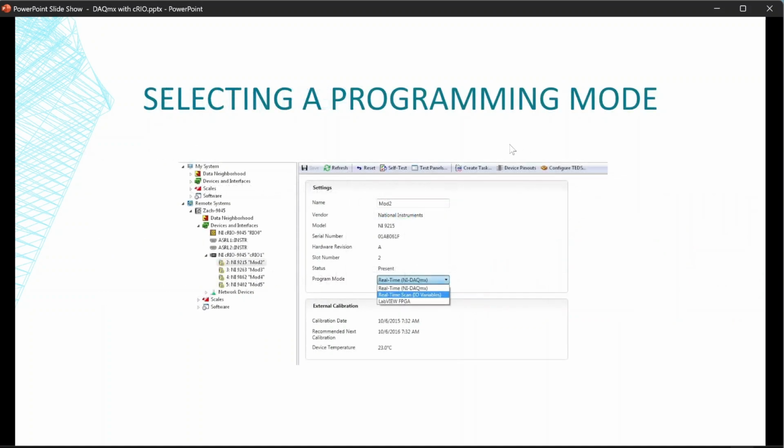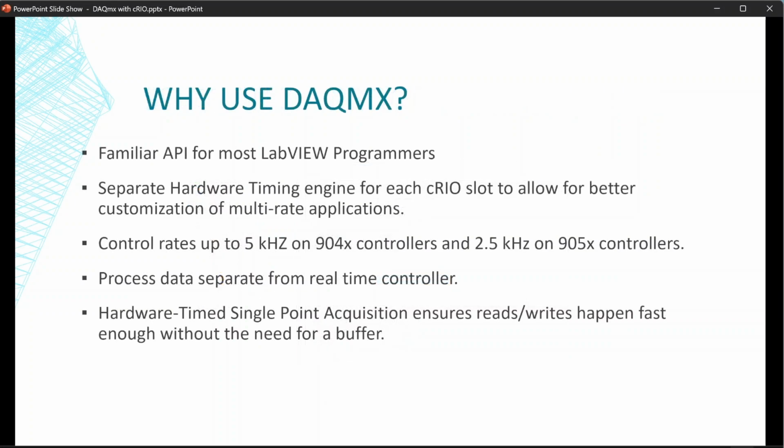So to select a programming mode, we can just go to DAQmx or to NI MAX and open remote systems, find our device we want to connect to, and we can select our modules under devices and interfaces. There's a programming mode dropdown where it will list what programming modes are supported on that device, and we can just select the one that we want. Whether that's DAQmx or whatever. And then when you're done, it'll just have you save the configuration to the device. So it's pretty simple.